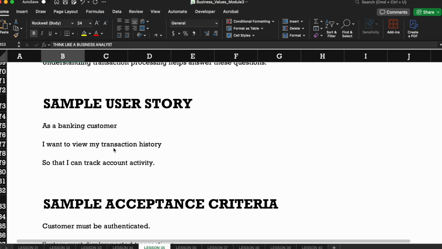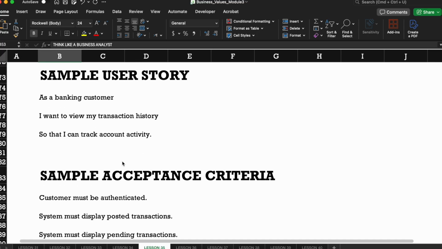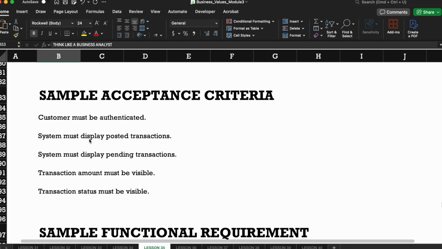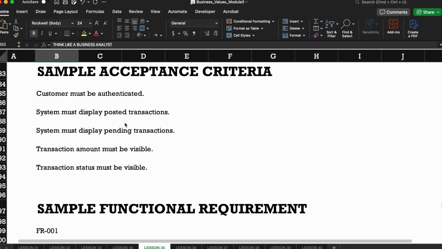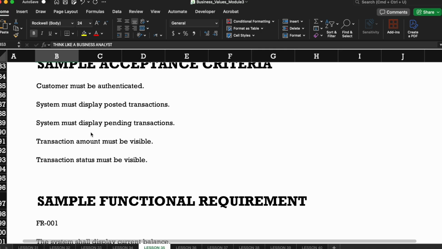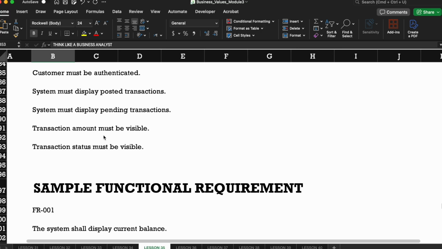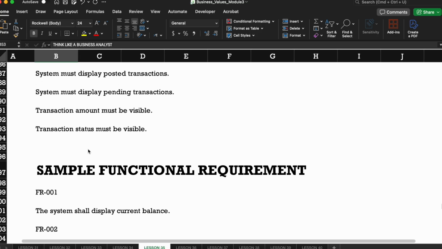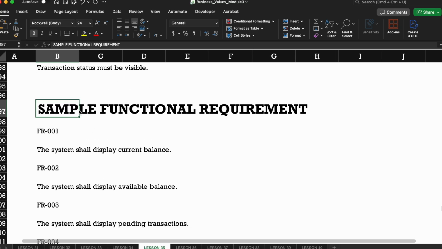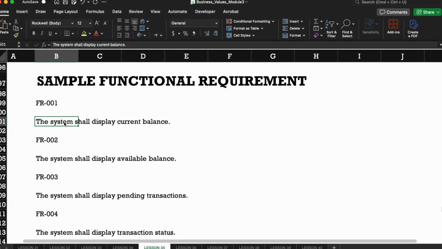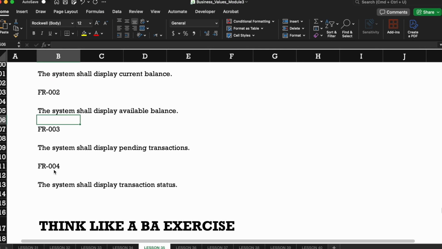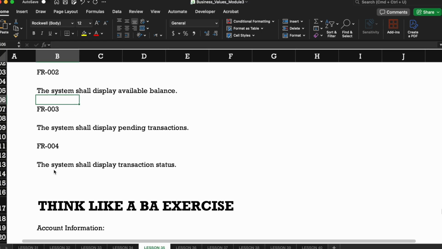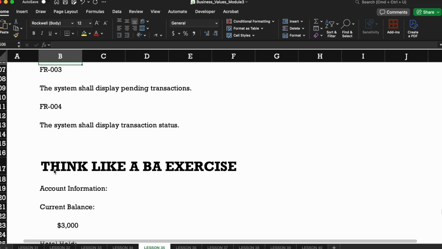Sample user story: as a banking customer, I want to view my transaction history so that I can track my account activities. Sample acceptance criteria: customer must be authenticated, system must display posted transactions, system must display pending transactions, transaction amount must be visible, transaction status must be visible. Sample functional requirement: the system shall display current balances, available balances, pending transactions, and transaction status.